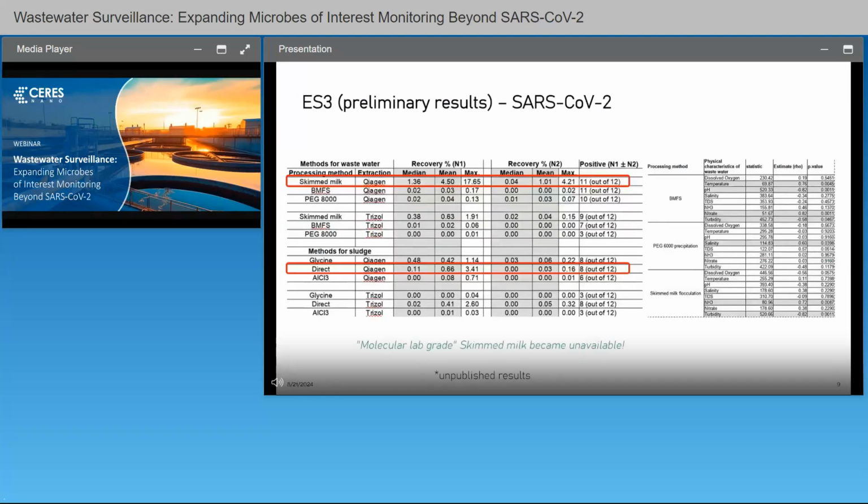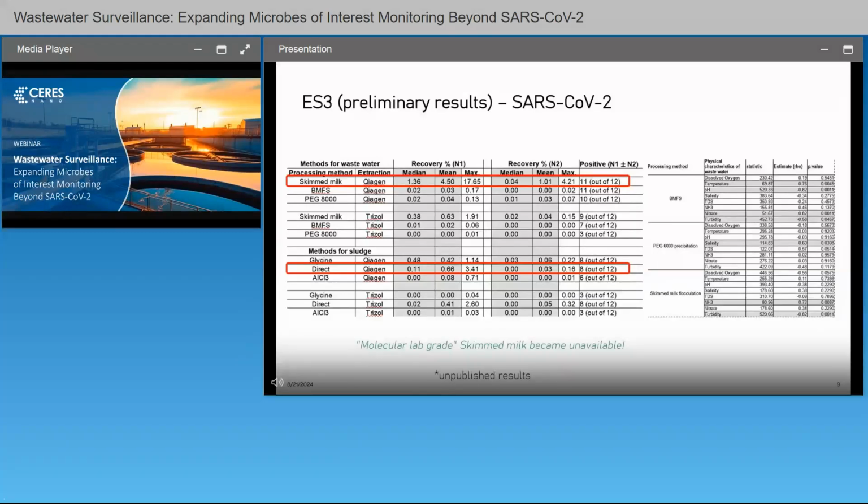We first did the spiking studies for SARS-CoV-2, and you can see the preliminary results. We did it for both wastewater and sludge, because we were trying to figure out which is the best sample matrix. We found that the skim milk flocculation technique provided the best recovery for wastewater and direct extraction for sludge. If you look at the numbers, it was evident that sludge was a much inferior sample matrix to recover SARS-CoV-2.